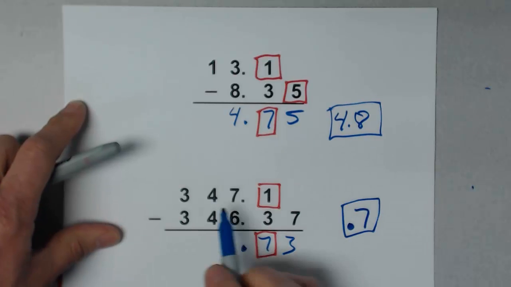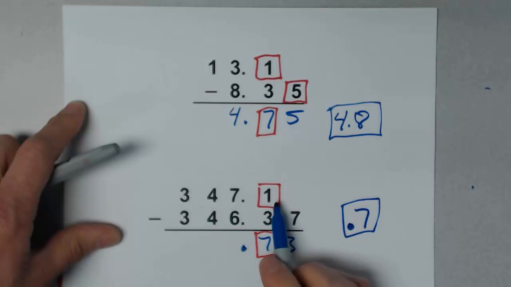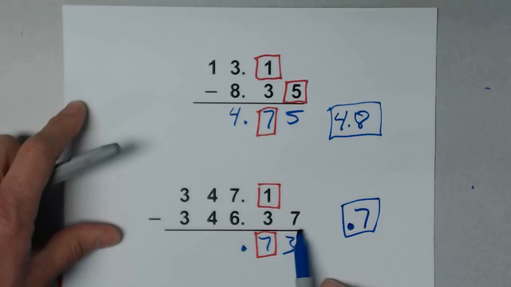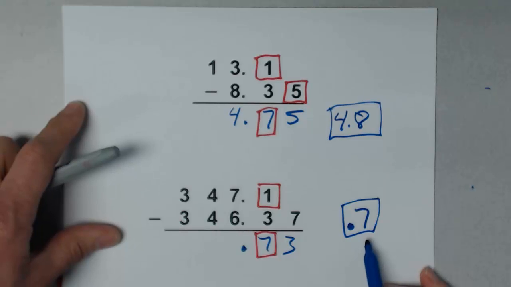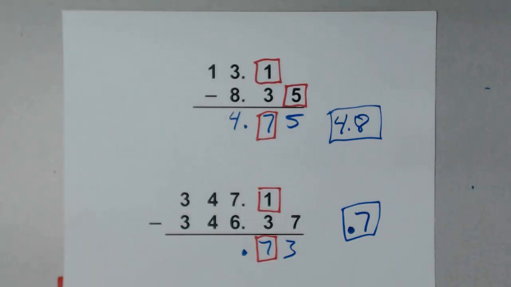I went from a number that had 4 significant figures, subtracted one that had 5 significant figures, and I end up with a result which has only 1 significant figure. So that's quite a reduction in the number of significant figures, but typical of subtraction.